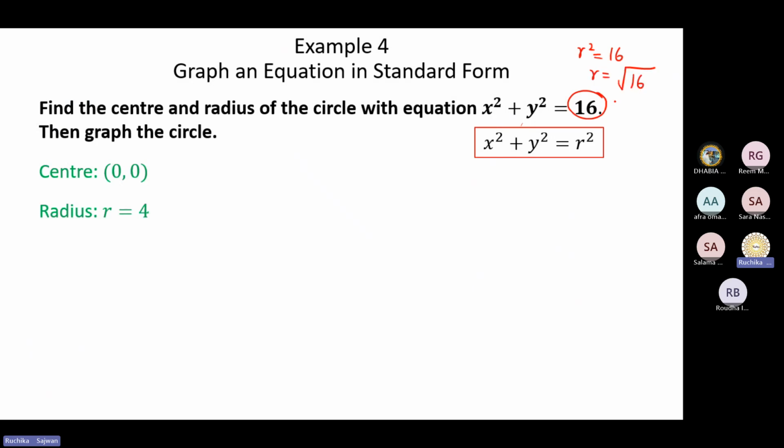Square root. It will be both plus and minus, but radius being a distance cannot be negative. So we will only choose radius as positive, plus 4. So we know the center, we know the radius. Let's do the graph now.